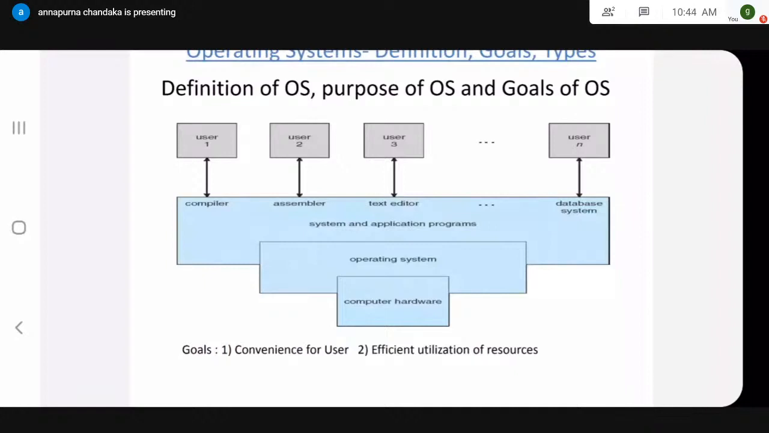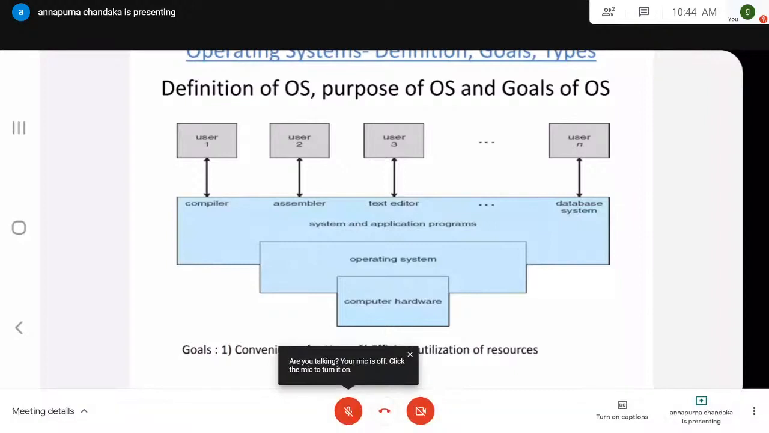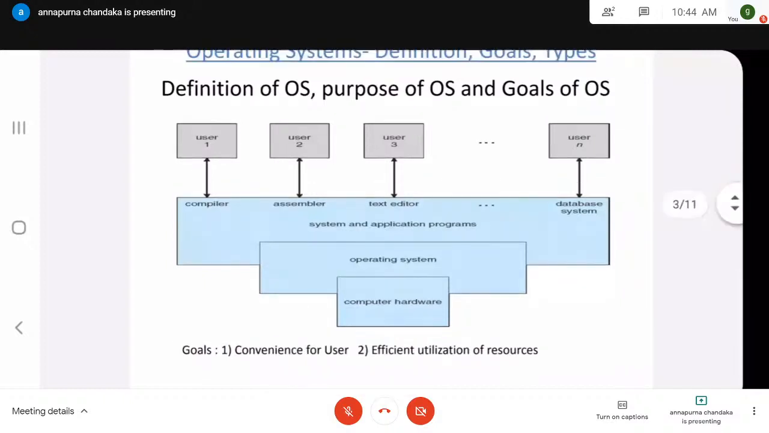And coming to the third definition of an operating system: one program always runs in the system kernel, which is known as an operating system. Whenever you switch on the system, one program runs continuously until your system is turned off. What is that program? That is called an operating system.